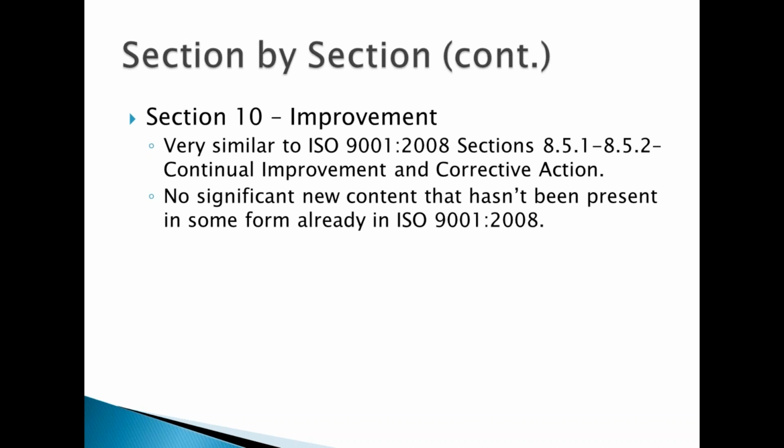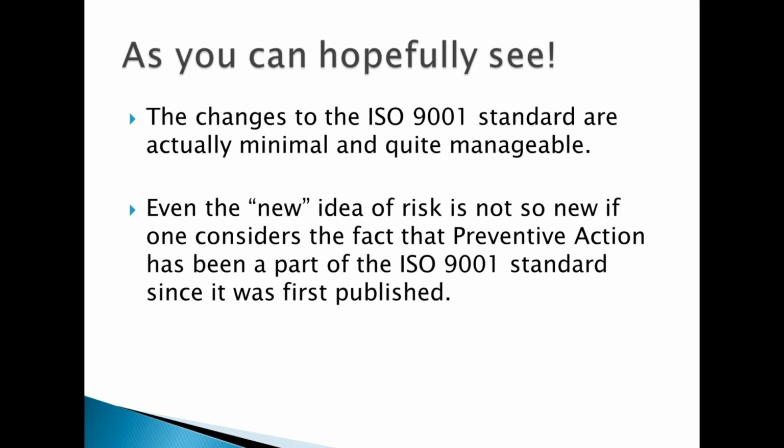Section 10, improvement. Again, no real significant new content, and this is, of course, continual improvement and corrective action. Now, hopefully what you are getting a sense of is that the changes to the 9001 standard, when you look at them collectively, are minimal and manageable. And frankly, even something like risk is not such a new idea if you consider that preventive action has been a part of the 9001 standard since it was first published.